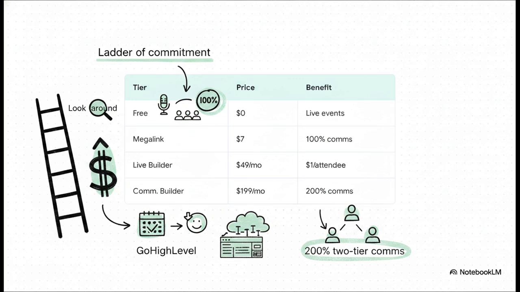Now, if you want to scale up, the Live Profit Builders tier at $49 a month unlocks lifetime commissions on all products. What's really fascinating here is the $1 per verified live webinar attendee feature. Basically, if you simply get your leads to show up to Wayne's live training sessions, you get paid $1 a head, even if they buy absolutely nothing. Finally, the top public tier is Community Builders at $199 a month, which unlocks 200% two-tier commissions, meaning you earn money from your referrals. Plus, you get a full Go High Level marketing automation account.